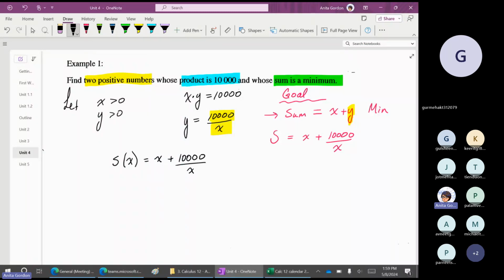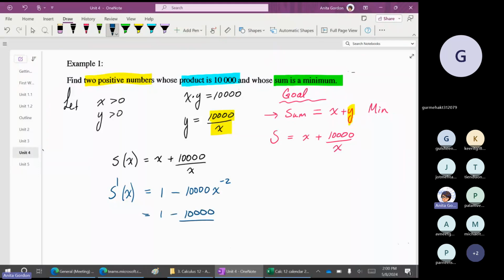Okay, so when we did lessons 1, 2, and 3, our goal was to understand how to find the minimum and maximums. So the goal here is, where is it a minimum? We want to find an x and y value that give us a minimum of this function where x times y always gives us 10,000, right? So let's analyze s prime of x. This will give me 1 minus 10,000 times x to the negative 2, or you can write it 10,000 over x squared. Either way is fine.